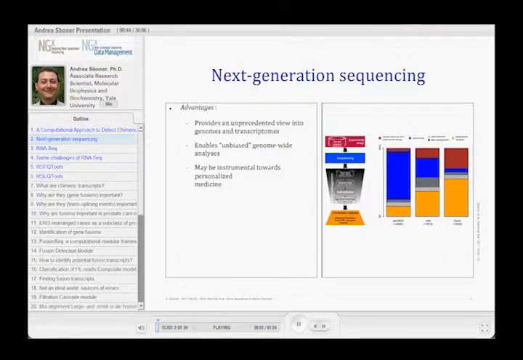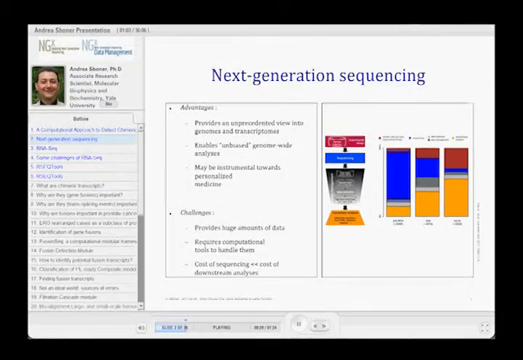So, as you probably know, there are a lot of advantages in using next-generation sequencing. And in this particular application, one of the more important advantages is the fact that you can do unbiased genome-wide analysis. But of course, along with all the advantages, there are also some challenges.